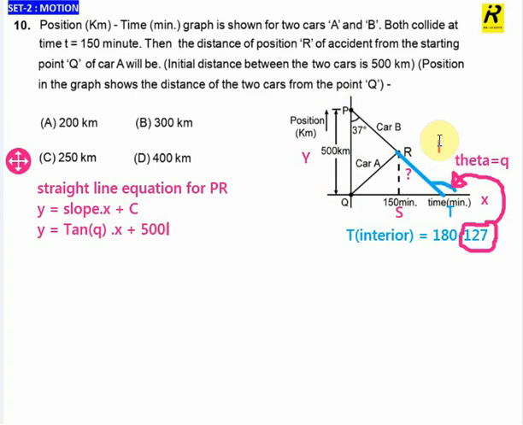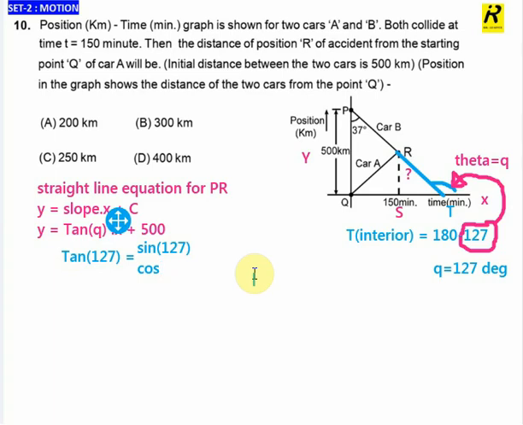So now we need to bother about tan Q. Tan Q stands for tan 127 degrees. Let me do some calculation here for tan 127 degrees, which equals sine 127 divided by cos 127. This is the ratio of sine divided by cos.